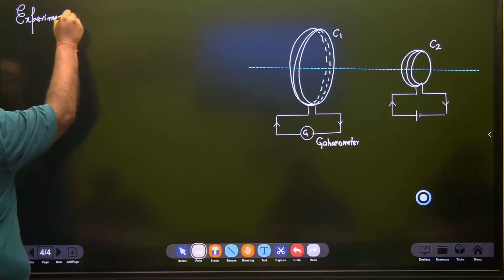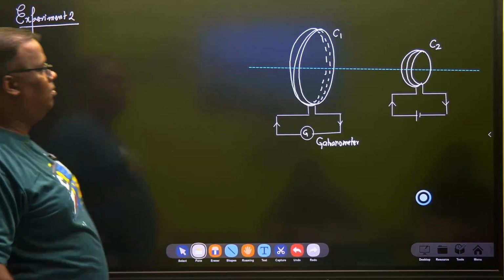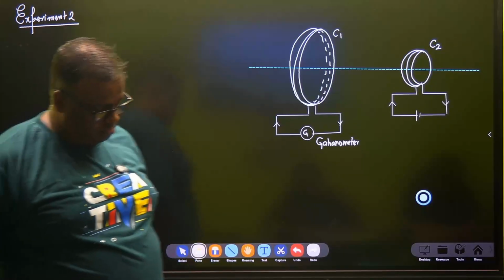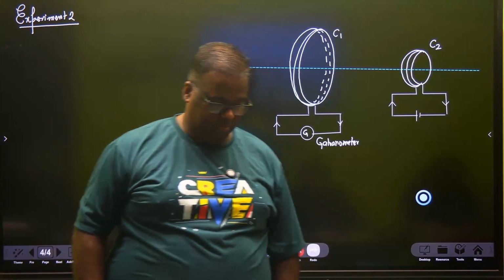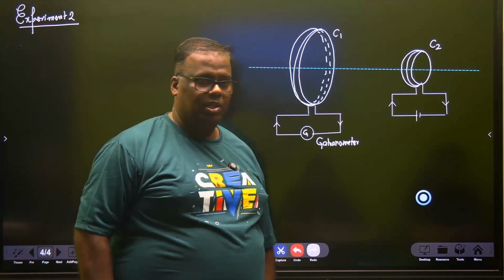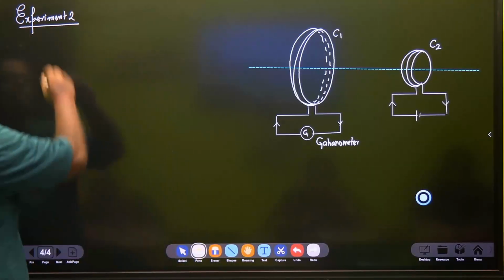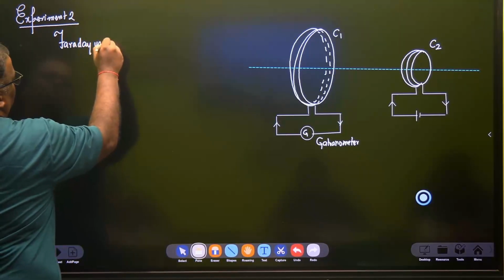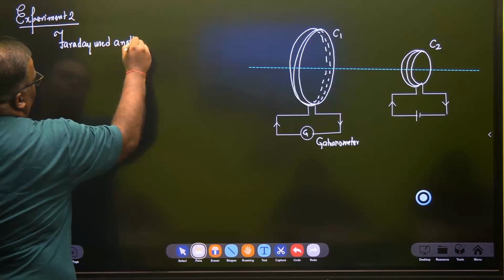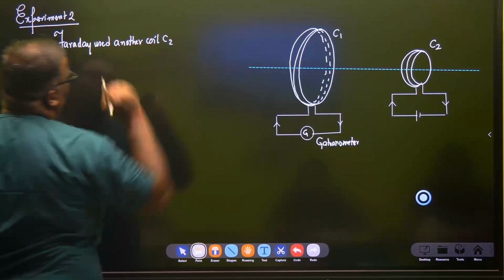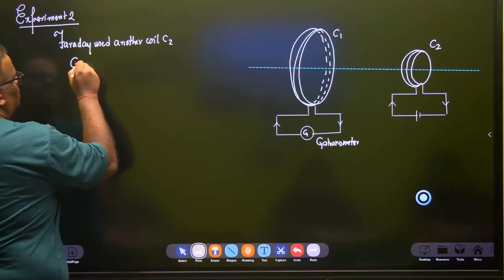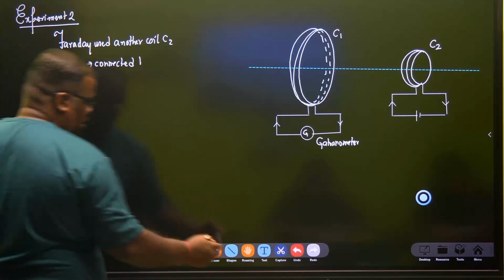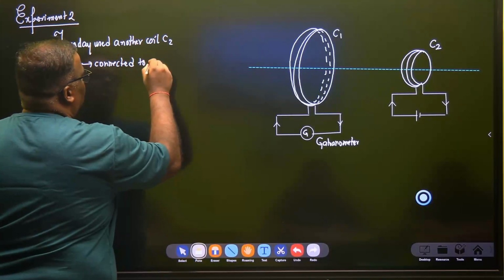Experiment 1 was only with coil and magnet. Experiment 2, we have got now 2 coils. Once you have drawn, let me know. Done? So you can write in experiment 2, Faraday used another coil C2, and C2 was connected to a battery.